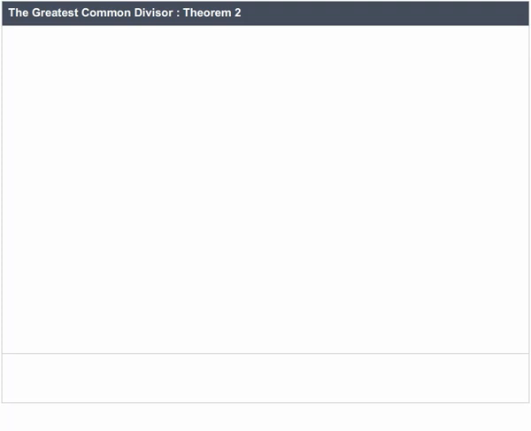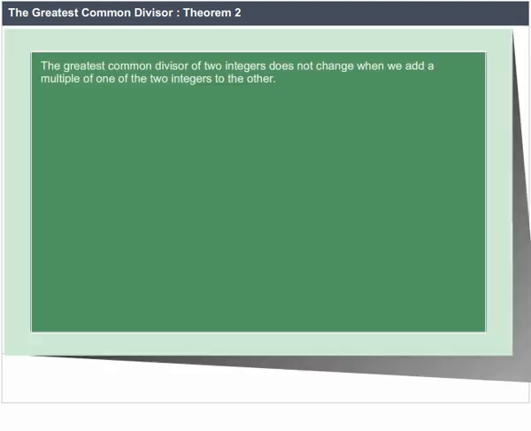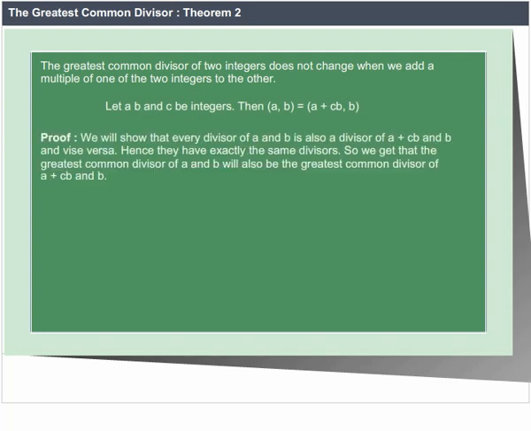The greatest common divisor. Theorem 2. The greatest common divisor of two integers does not change when we add a multiple of one of the two integers to the other. Let a, b and c be integers, then (a, b) equals (a plus cb, b). Proof. We will show that every divisor of a and b is also a divisor of a plus cb and b and vice versa. Hence, they have exactly the same divisors, so the greatest common divisor of a and b will also be the greatest common divisor of a plus cb and b.